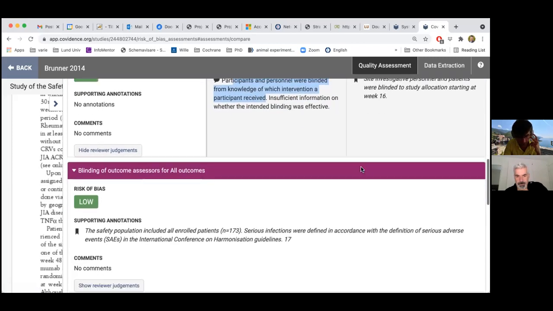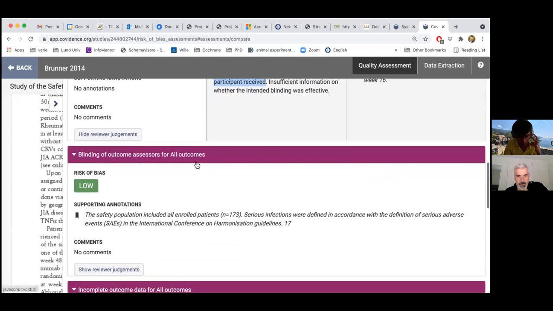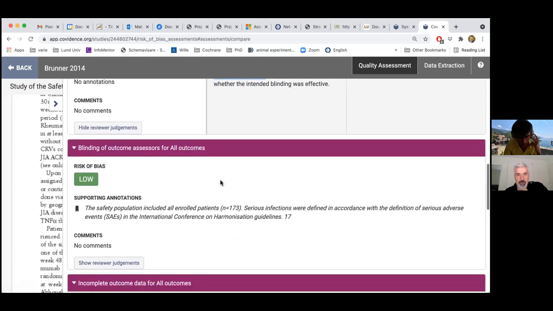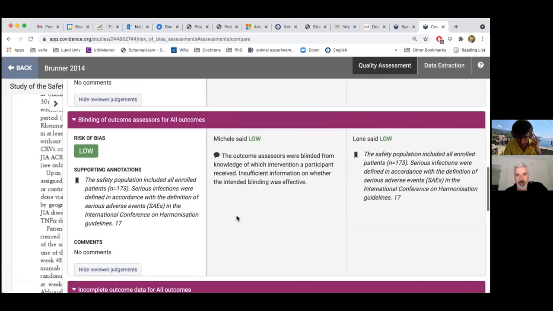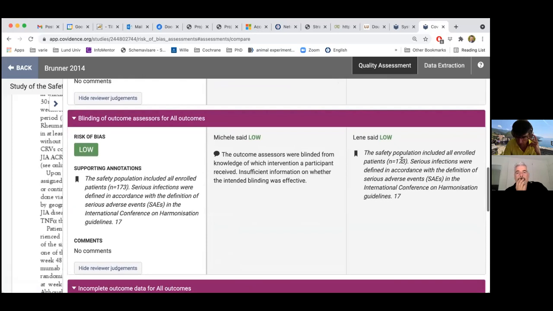Then number 4 is detection bias. So assessing the outcome of the patients. And we have for all outcomes here. So let's see. The quote from Lene was, situation to the all patient, serious infection when defined according to definition. Okay, this is, I mean, important information, but not referring to this domain, because here we're assessing how the outcomes were.